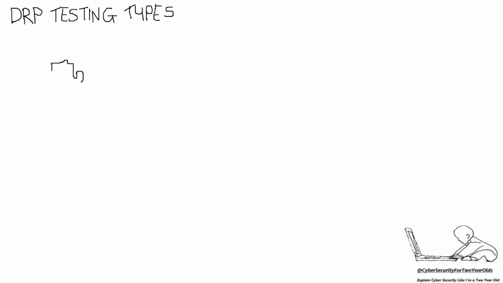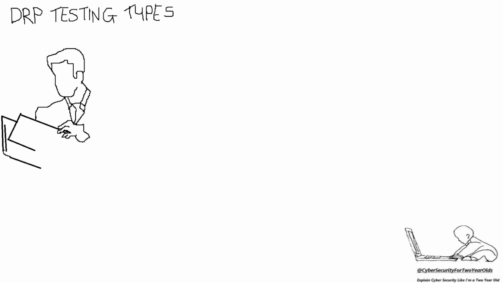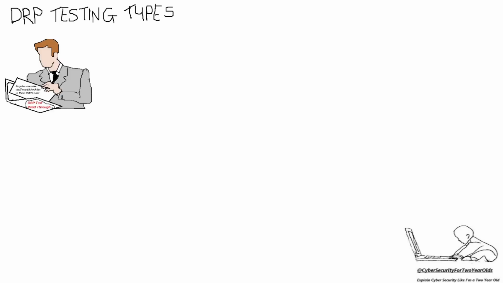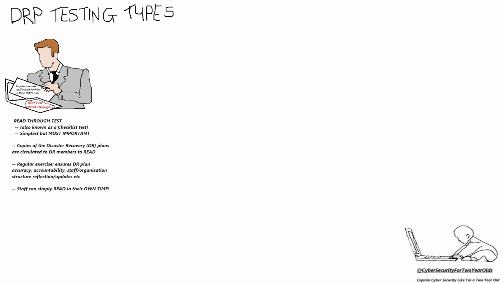Disaster Recovery Planning, DRP. What are the different types of tests? Well, there are a few. The first being the read-through test or checklist test, being the simplest but most important. Copies of the DR plans should be circulated to staff to ensure they review the accuracy, accountability, and structure, and that updates are accurately recorded. Staff can simply read these documents in their own time.